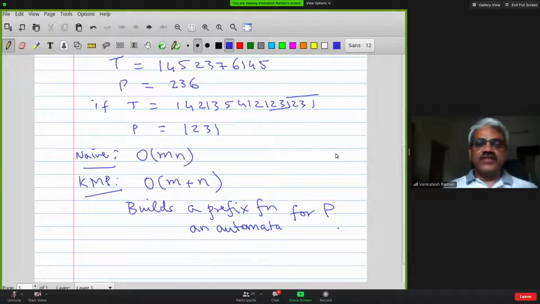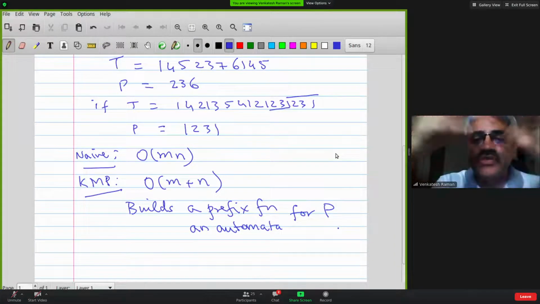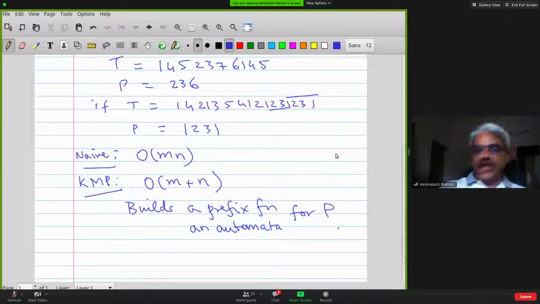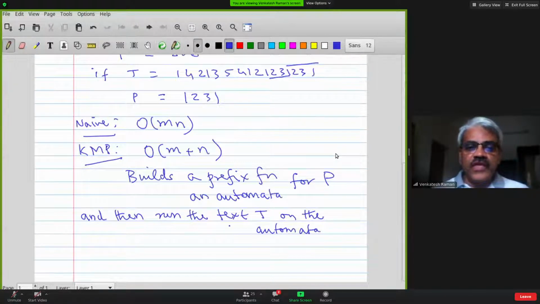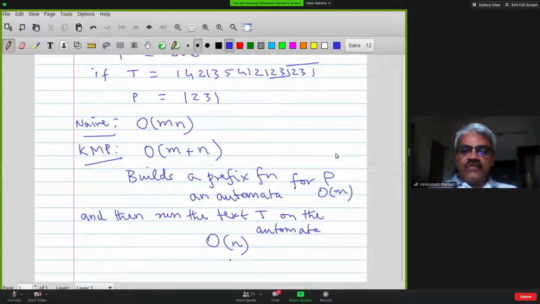So it takes the pattern, pre-processes it somehow, builds an automaton to accept all strings containing this pattern, and then you run the text on the automaton. The pre-processing to build this automaton takes order m time, and running the text takes order n time.